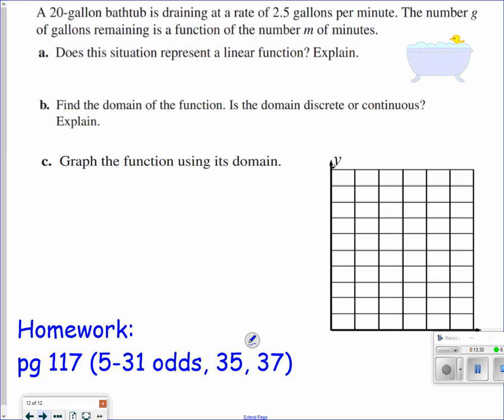A 20-gallon bathtub is draining at a rate of 2.5 gallons per minute. The number g of gallons remaining is a function of the number m of minutes. Does this situation represent a linear function? It is linear. There's a constant rate of change because you're going 2.5 gallons per minute. Find the domain of the function. Is the domain discrete or continuous? Can you do it for half a minute? Can you do it for 4.5 minutes or 5.5 minutes? Sure. Okay, water is draining out of this tub continuously, so it is continuous.